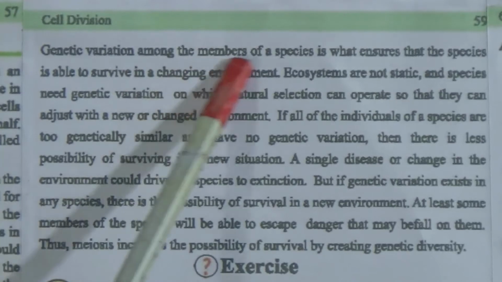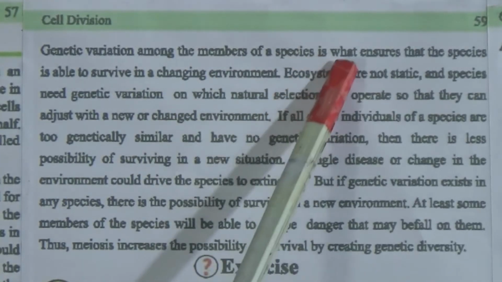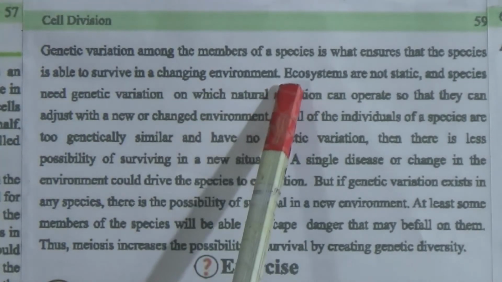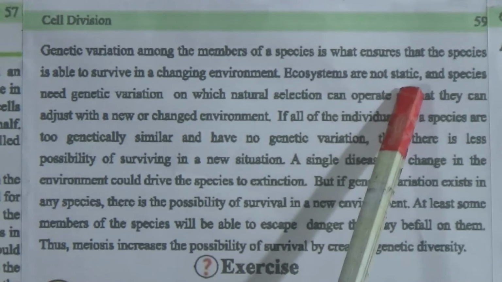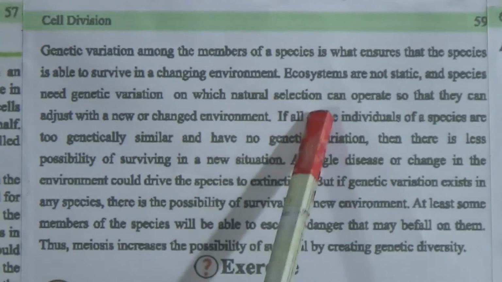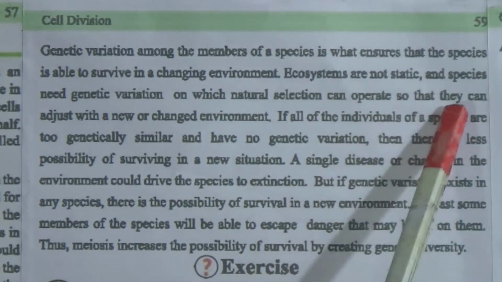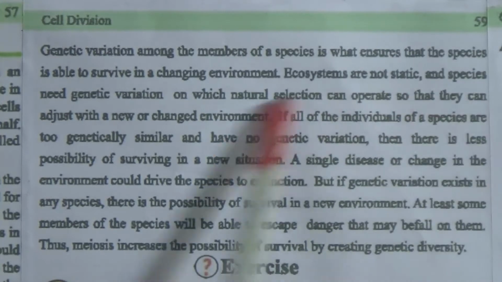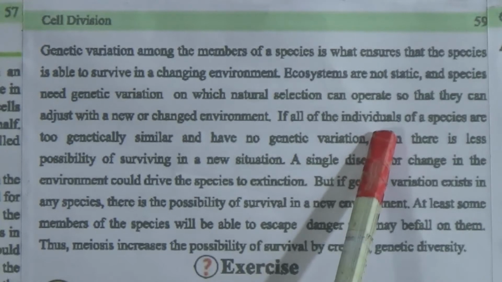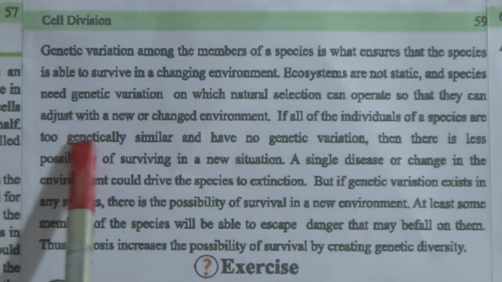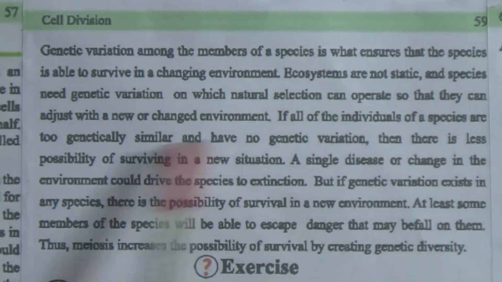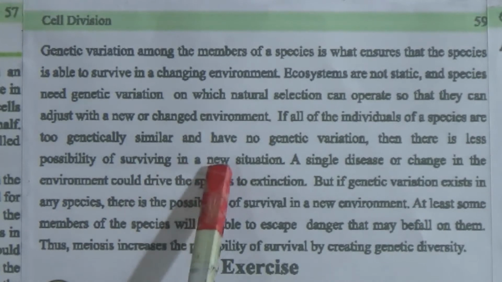Genetic variation among the members of a species is what ensures that the species is able to survive in a changing environment. Ecosystems are not static, and species need genetic variation on which natural selection can operate so that they can adjust to a new or changed environment. If all the individuals of a species are too genetically similar and have no genetic variation, then there is less possibility of survival in a new situation.